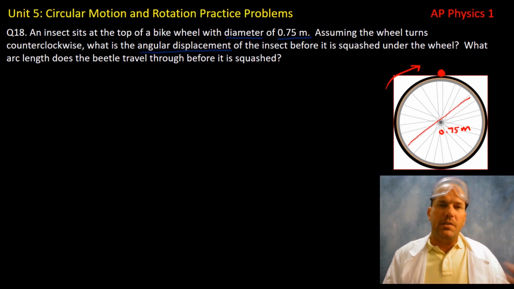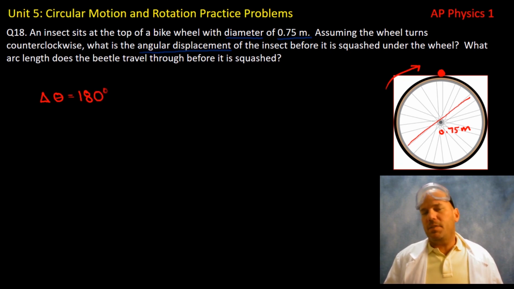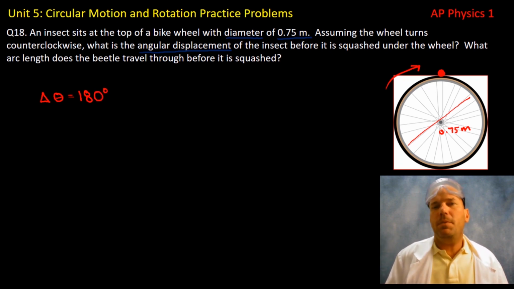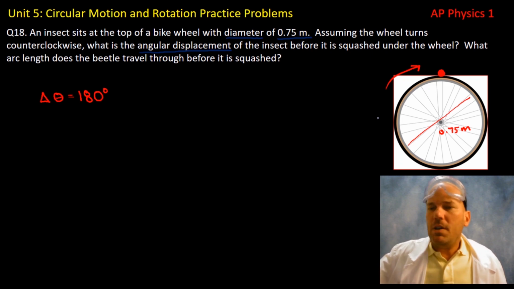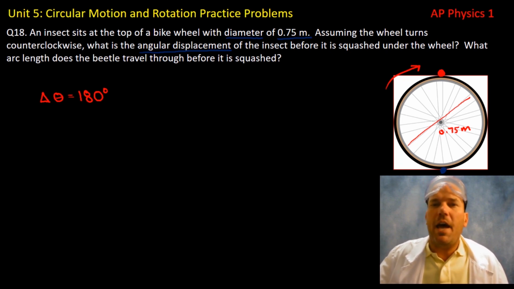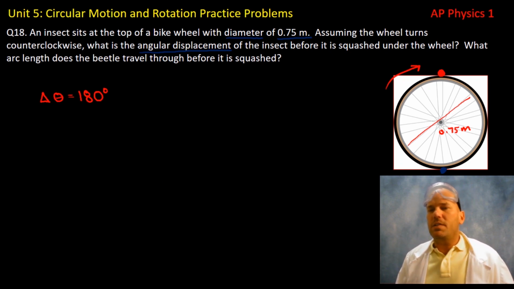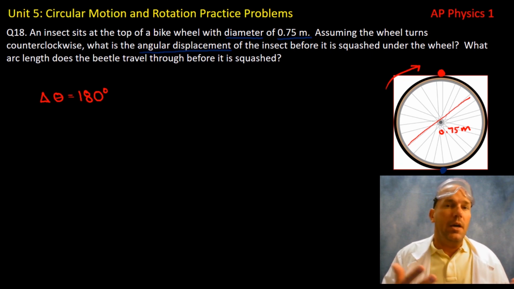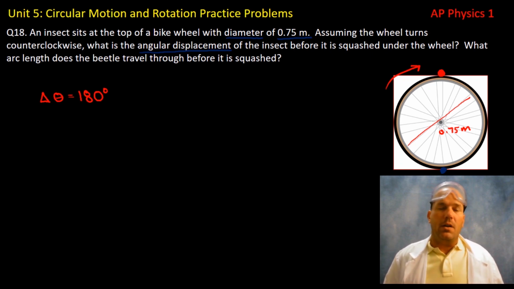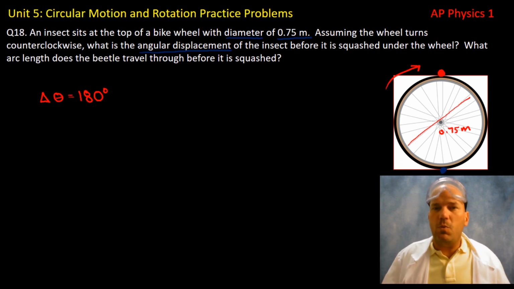All right, so first part of this, what is the angular displacement? Well, the angular displacement is 180 degrees. You can see that for the insect to go from here to right here is 1/2 of 360 degrees. So we could say that this was equal to pi radians. All right. But the point is just being able to convert between these quantities.